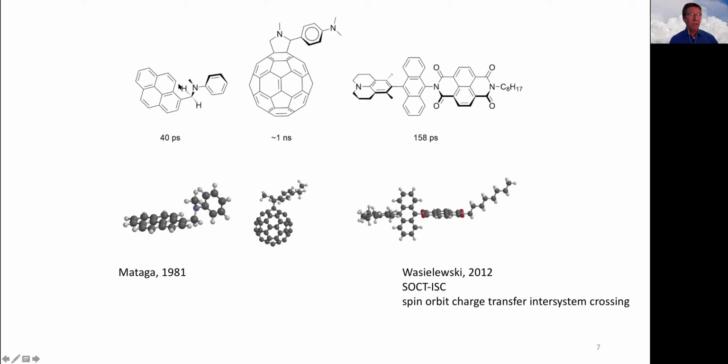And well, you can immediately see that these structures, this one was actually studied by Mike Wasielewski, a Porter Medal winner, and he came up with this fancy name. So for the fast process where you generate triplets from charges, they call it spin-orbit charge transfer intersystem crossing, or the SOCT-ISC mechanism. So you can immediately see that these molecules have a common structural theme. Basically, the donor and acceptor have an almost orthogonal relationship.